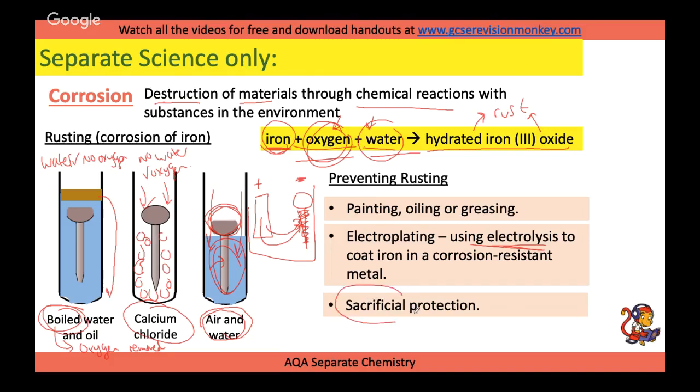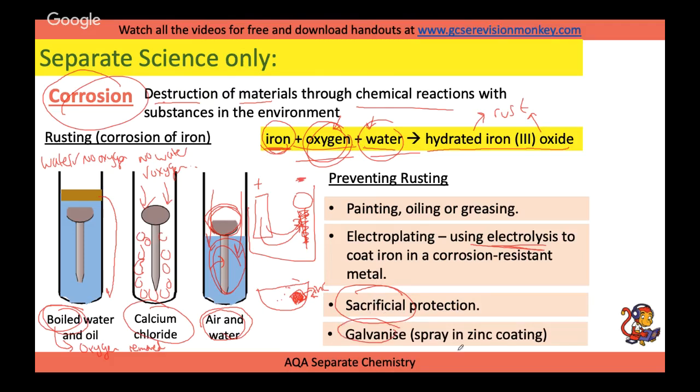Or you could use sacrificial protection. This means you sacrifice one piece of metal to protect the iron. You might see this on ships, for example. If ships are made out of steel, that's got iron in it. So you might see a big lump of zinc, for example, on the side. This is because the zinc is more reactive, so that will corrode first, and that is therefore protecting the iron which is in the steel hull.